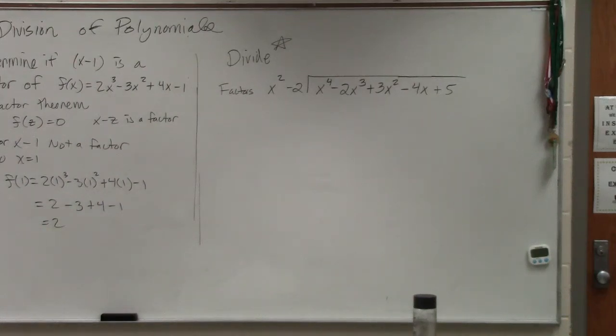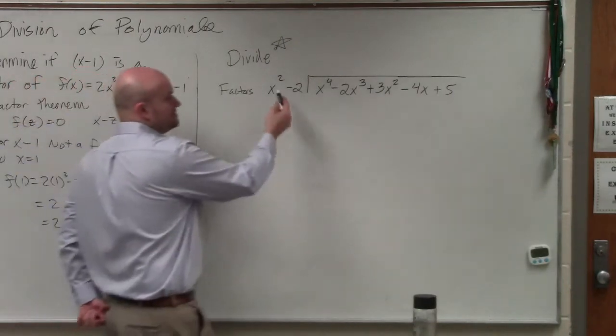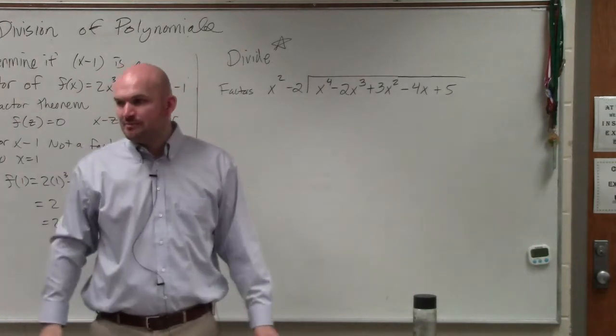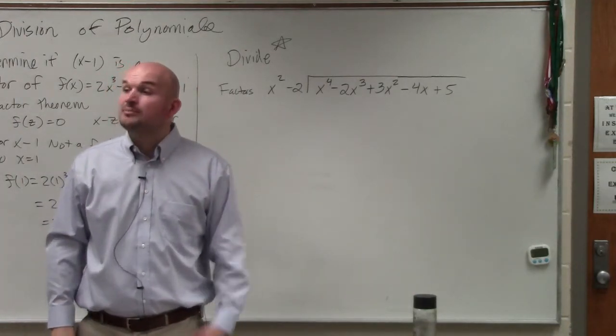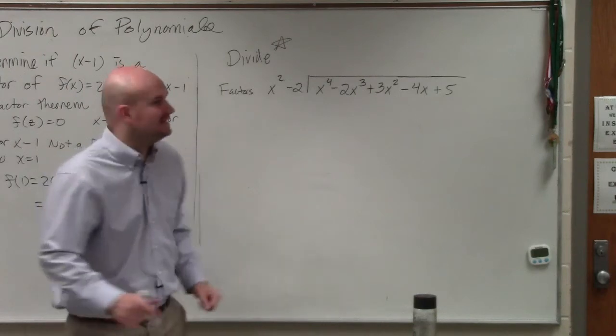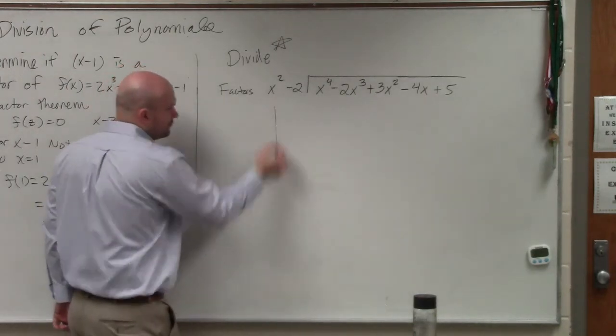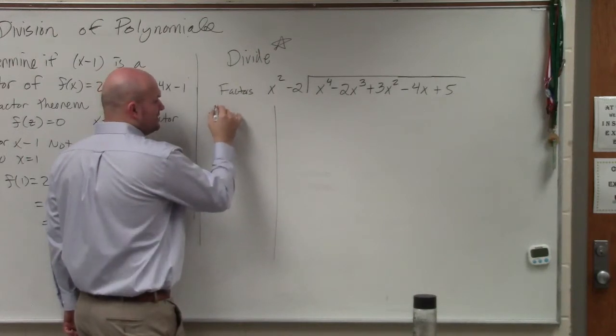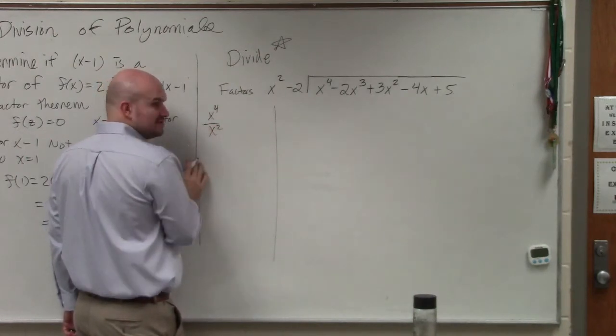On doing this problem, the main thing we're going to look at first is how many times x squared divides into x to the fourth. People are still having trouble with these, so again, I'll remind you to write it on the side. How many times does x squared divide into x to the fourth?